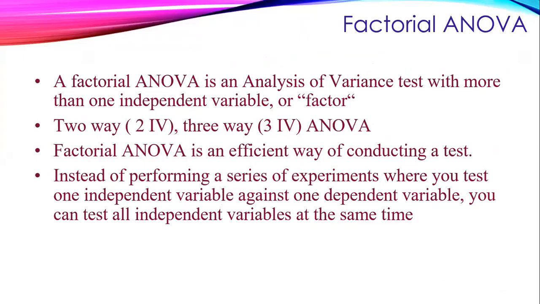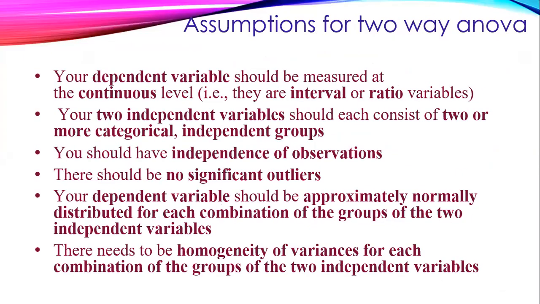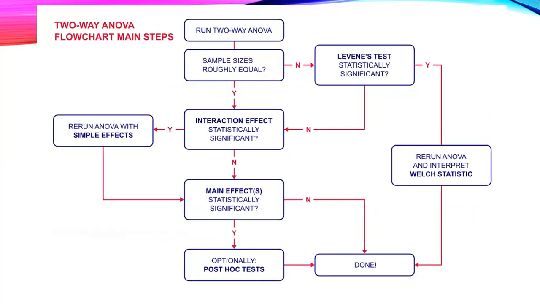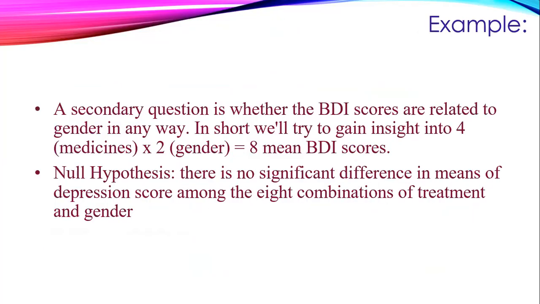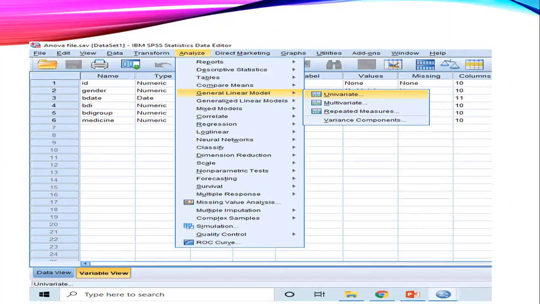Now, the same test that we used earlier, we will use the same thing again. So these are the assumptions, more or less the same assumptions that we had. For a two-way ANOVA test, we use the Beck's Depression Inventory score. Same thing we will use again. Now we will try not only with medicines, we will also add the gender element to it.